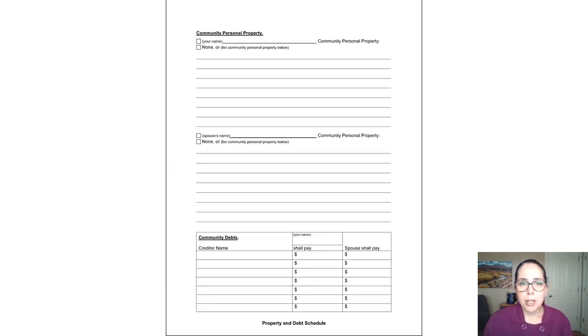The second page of the schedule of debt and property starts with community personal property, where you'd first list the petitioner's name and any community property that would be awarded, and then the respondent's name, and again, any community personal property to be awarded. And then finally, the debts. You list the creditor's name, and then either the dollar amount or the percentage that each party would be responsible for.